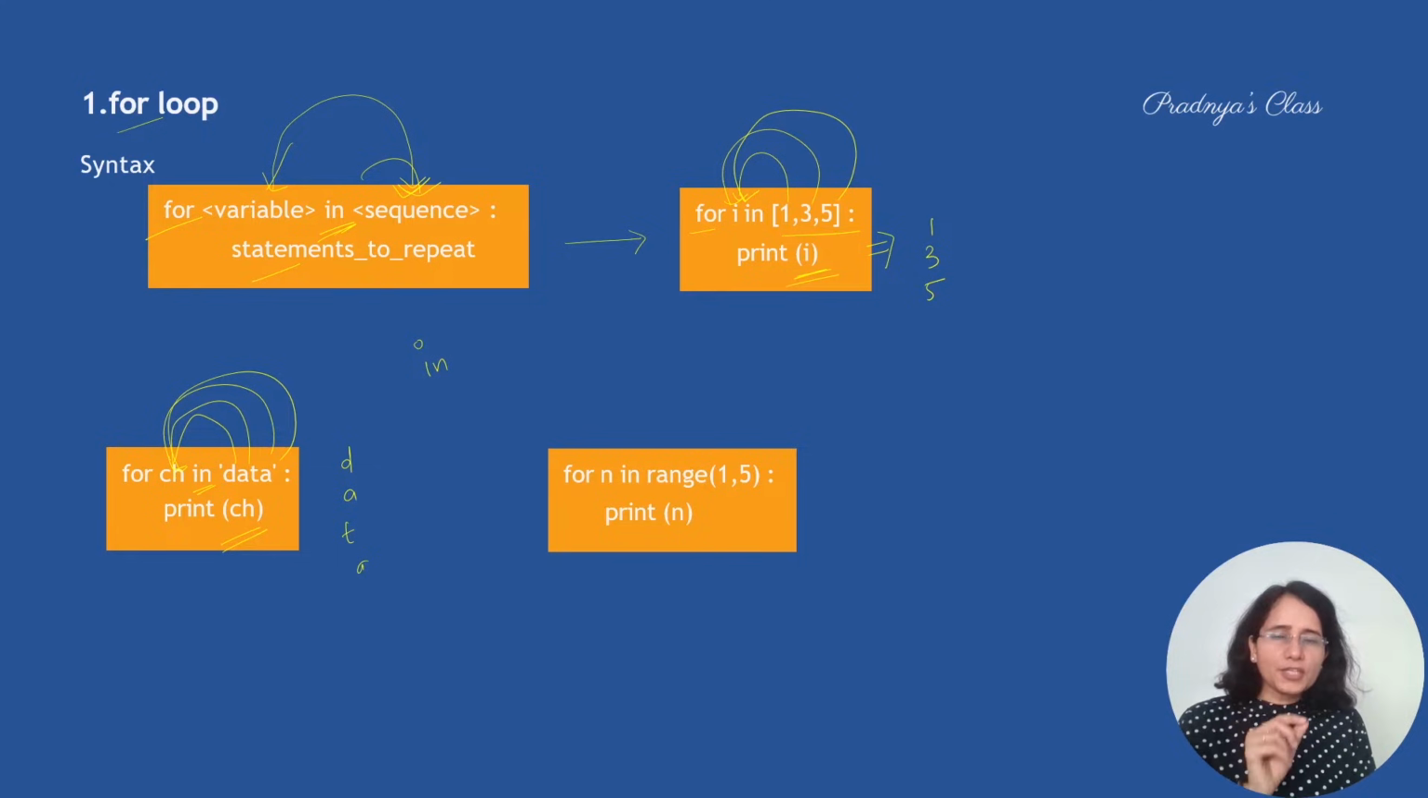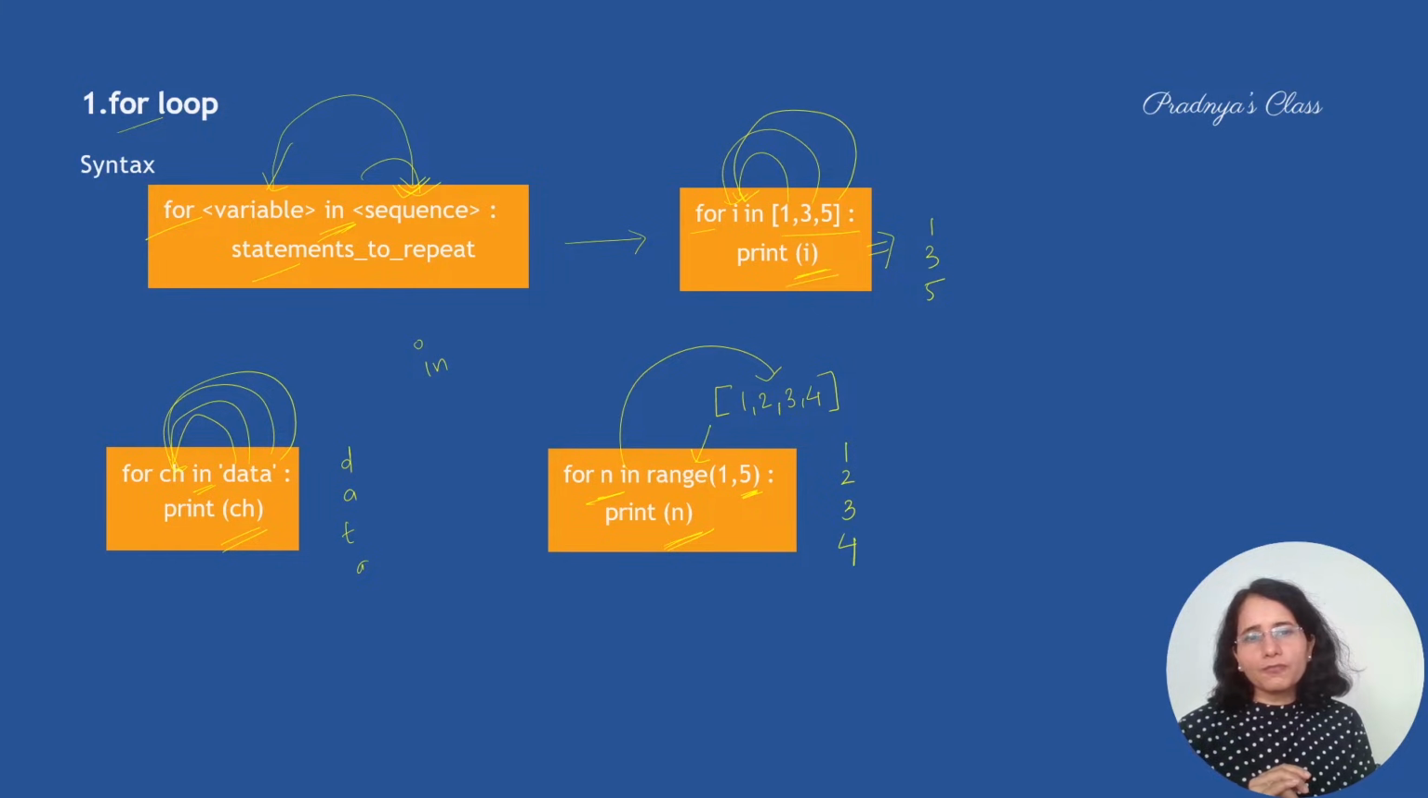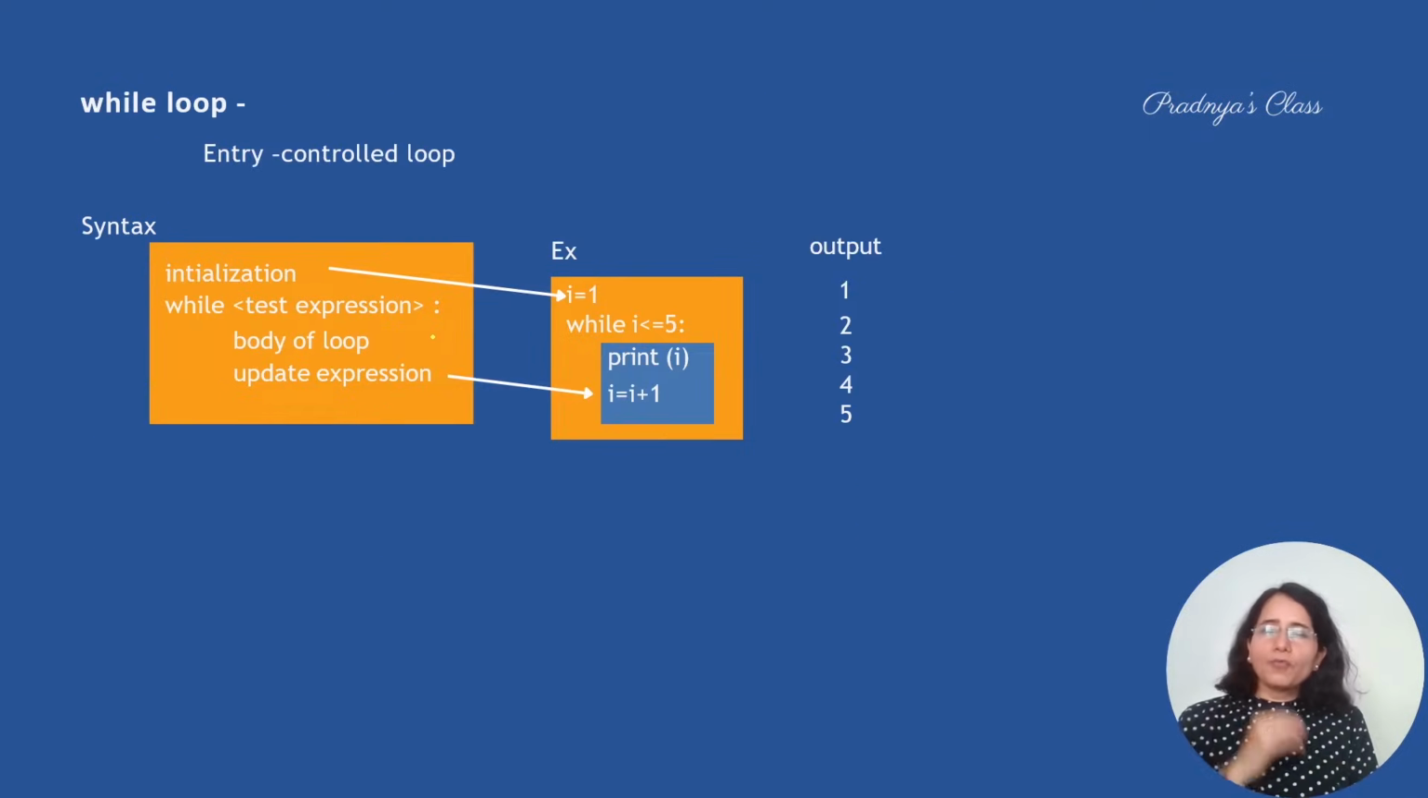Now let's use the range function. This range function will produce the list of numbers starting with 1 and it will go up to 4. This upper limit is not included in the list. So for n we have a total of 4 values, that is 1, 2, 3, 4, and we are printing it. So we will get the output 1, 2, 3, 4. So in the case of the for loop, you can use the membership operators in, not in, and even you can use the range function. One more looping statement we have to study, that is the while loop.